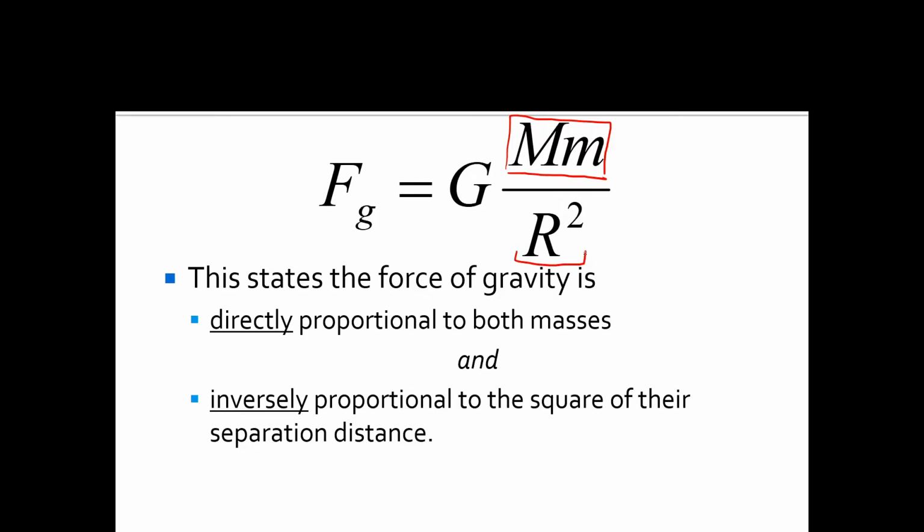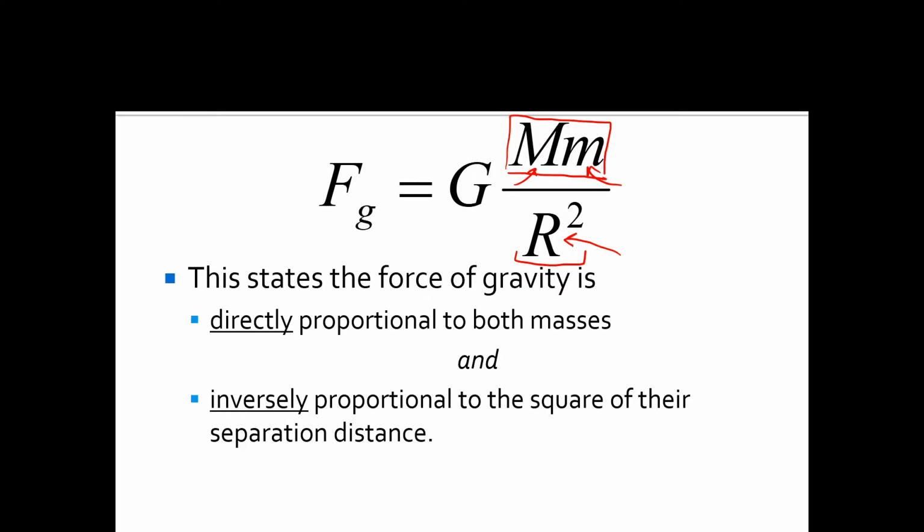So in order for the force of gravity to increase, you have to do one of three things. You can increase the mass of the large object, you can increase the mass of the small object, or you can decrease their separation distance. By doing any of those, it'll cause the force of gravity to increase. The opposite is also true. If you want to decrease the force of gravity, you can decrease the masses or increase their separation distance.